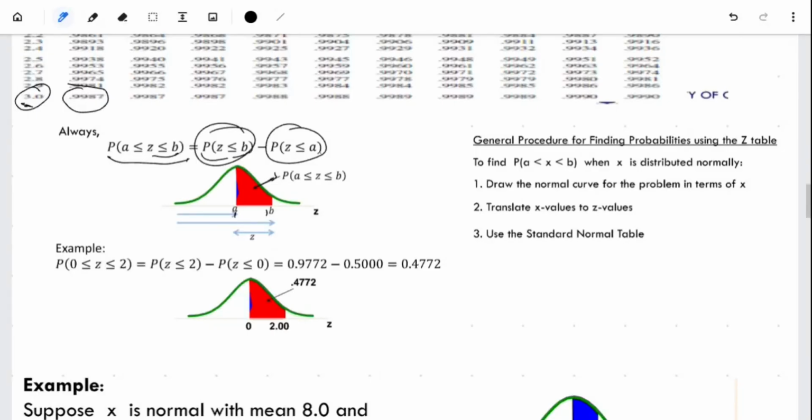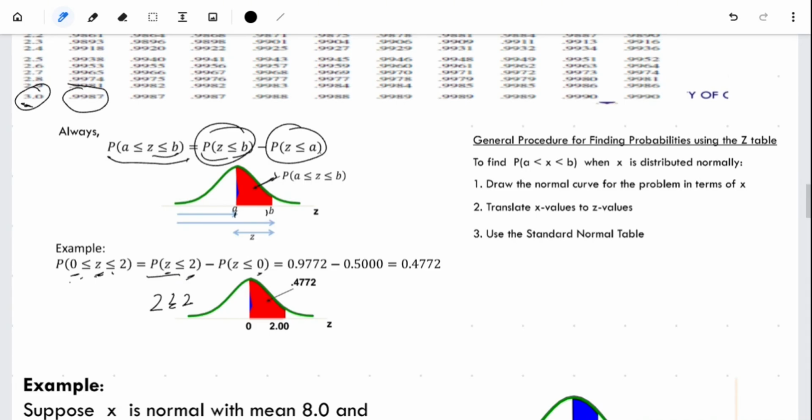For example, for this question, they said 0 is less than or equal to Z, where Z is also less than or equal to 2, right? So this one can be written as the probability that Z is less than or equal to 2 minus the probability that Z is less than or equal to 0. Because these are Z values, you just go to your distribution table, find the value for 2 and the value for 0, and then you subtract, right? So here you are saying that Z is less than or equal to 2.